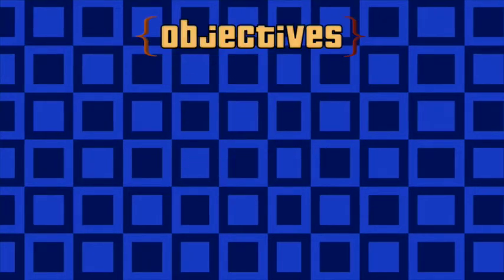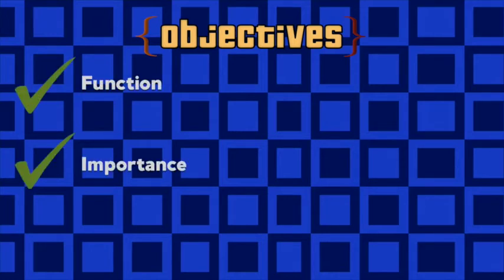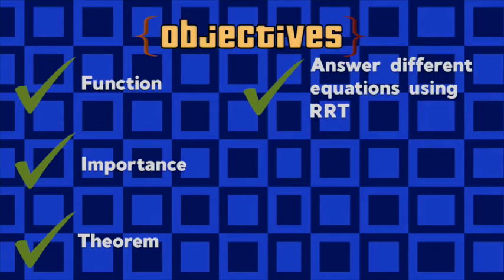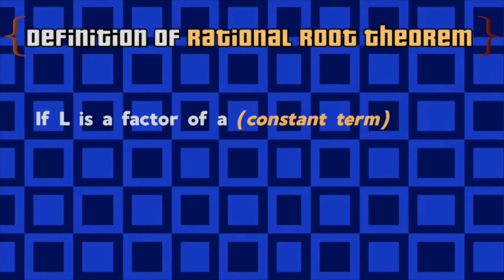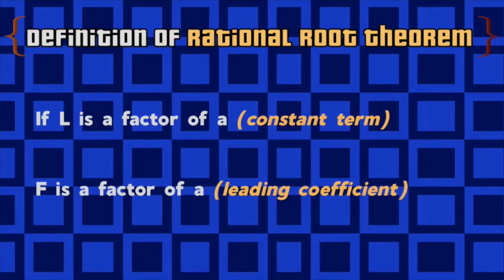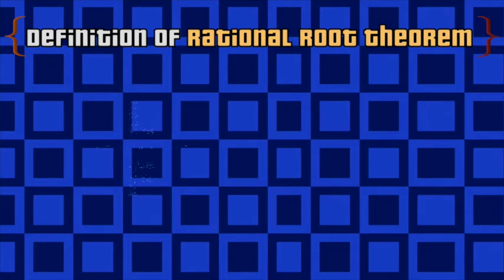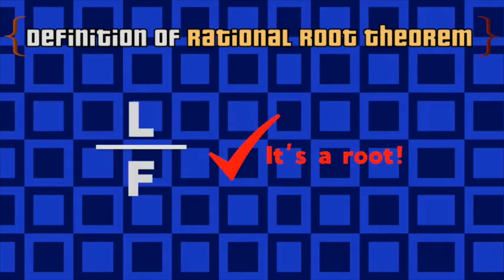In this video, you will understand what the rational root theorem is, its function, importance, why it's called a theorem, and be able to answer the different equations using the rational root theorem, and lastly, to check the answers using other possible solutions. If L is a factor of a constant term, and F is a factor of a leading coefficient, then the rational number L over F is a root of a polynomial equation.